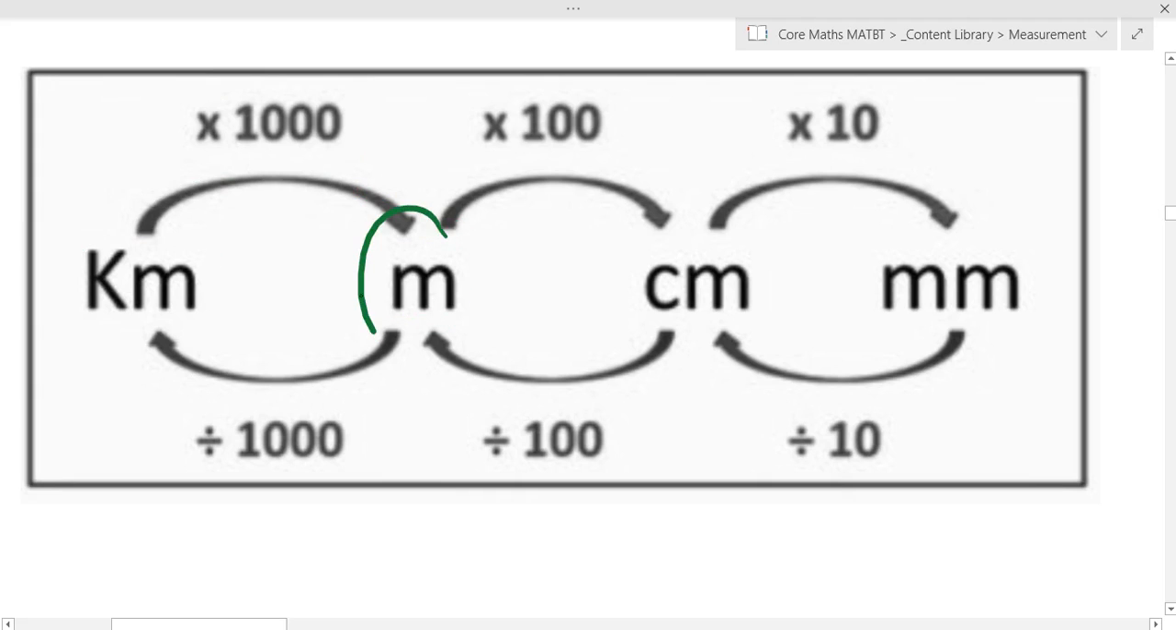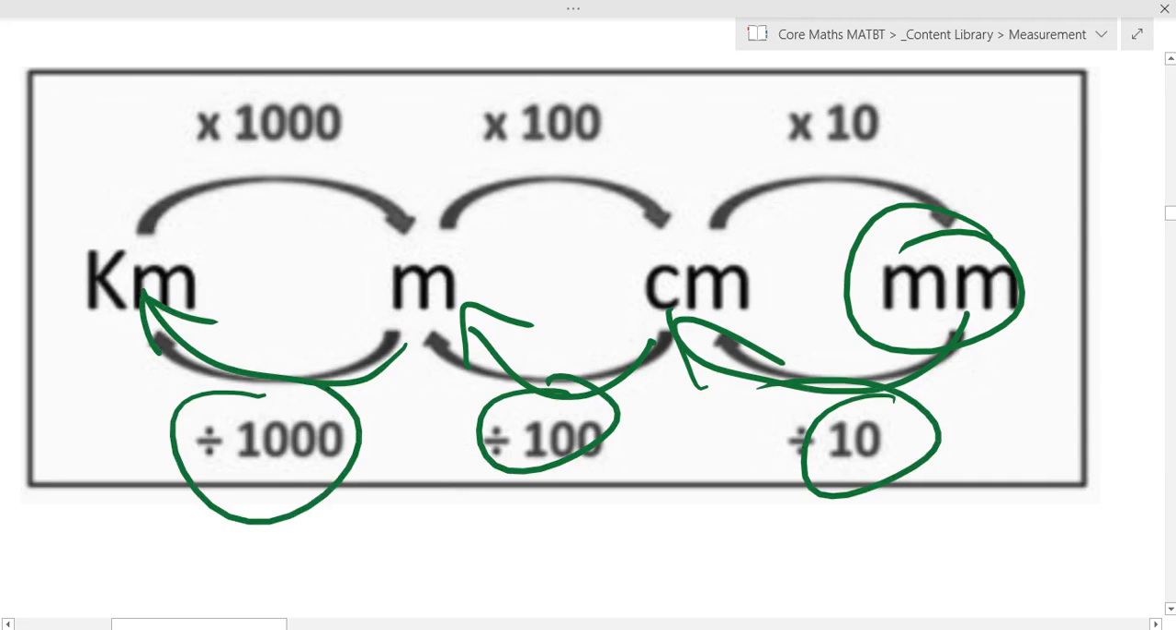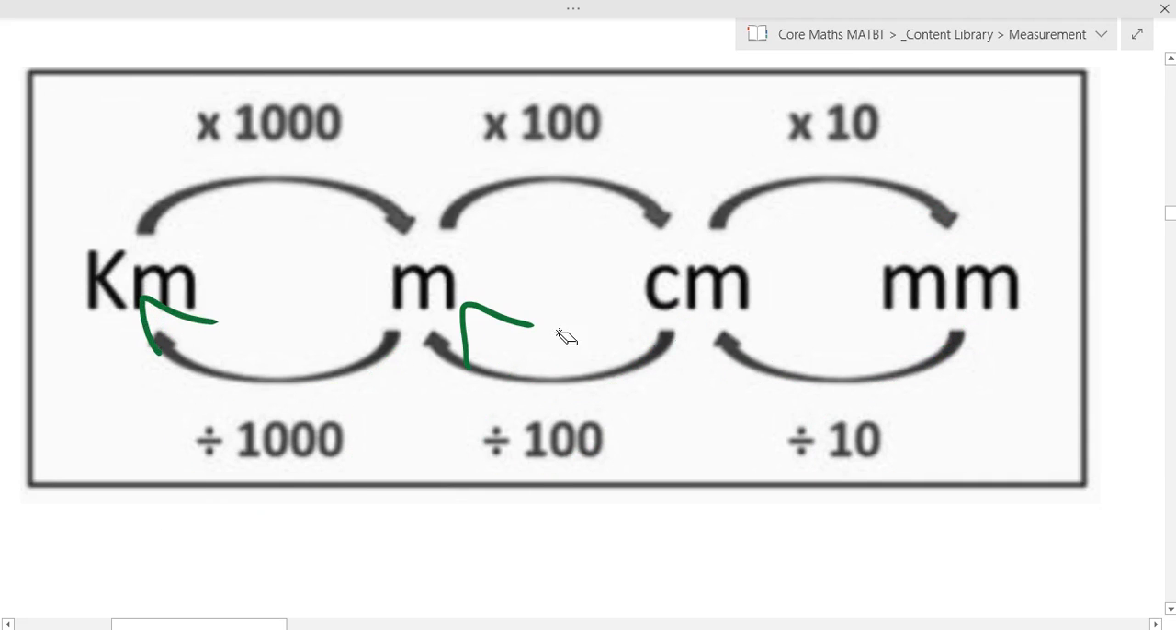If you're in meters and you want to make it into centimeters, you multiply by 100. And then from centimeters to millimeters, it's multiplied by 10. If you go the other way, from millimeters to centimeters, you're dividing by 10. You'll see, because the numbers get smaller as you go up, you're dividing by the corresponding amount down here. You'll probably need to look at this again a few times when you do a question.